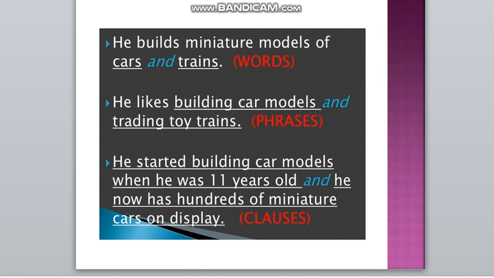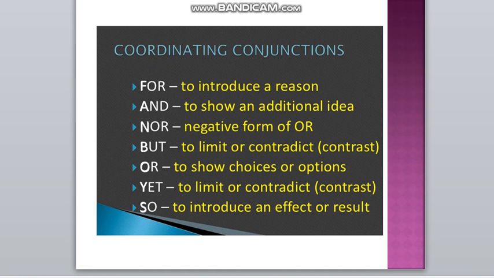He builds miniature models of cars and trains. Now, the words which I have underlined, those are called words. He likes building car models and trading toy trains. Now, the underlined words, they are called phrases. He started building car models when he was 11 years old and he now has hundreds of miniature cars on display. These are called clauses. Now, as you all know, conjunctions always join the words, phrases, or clauses.